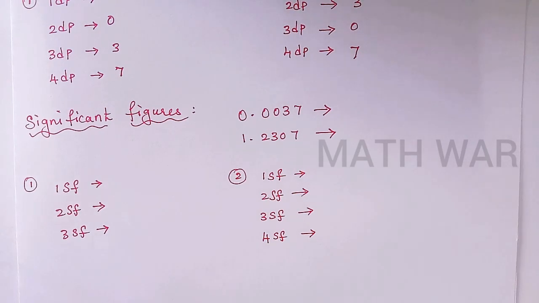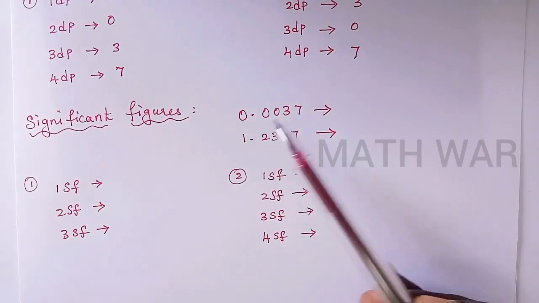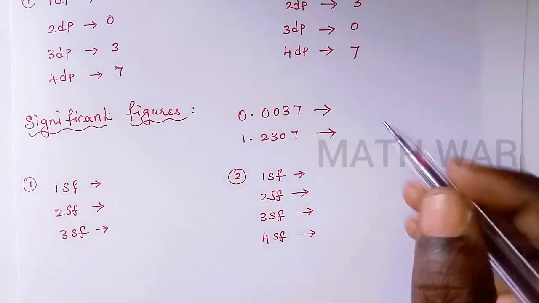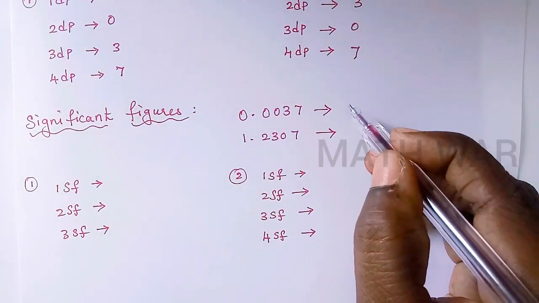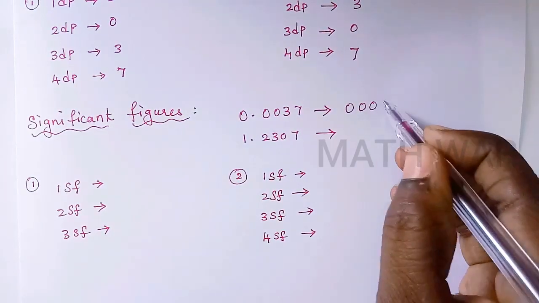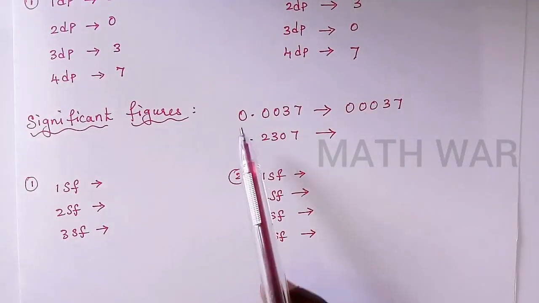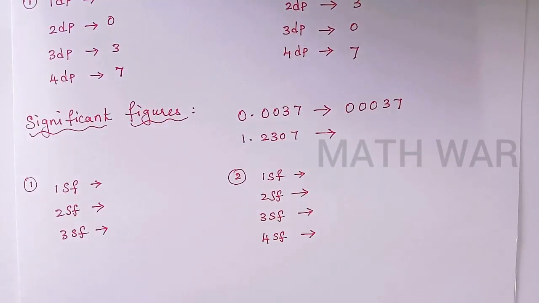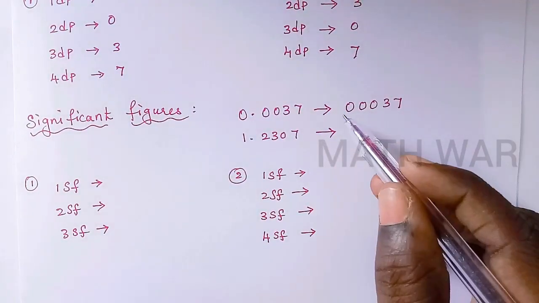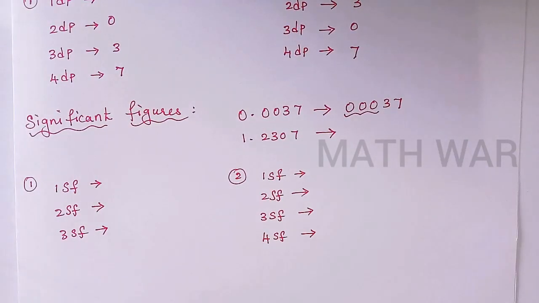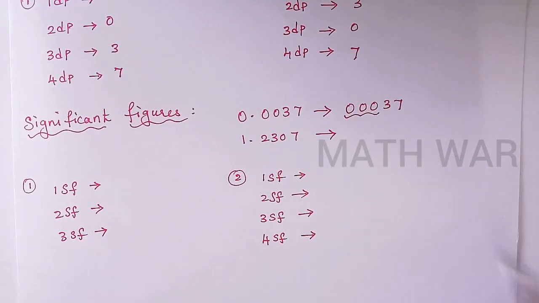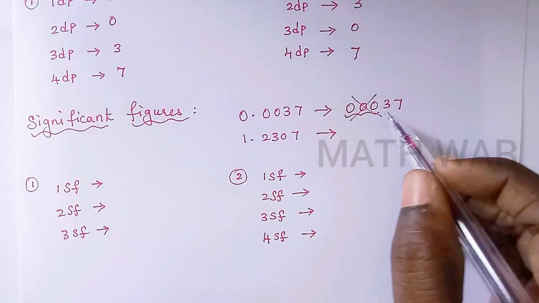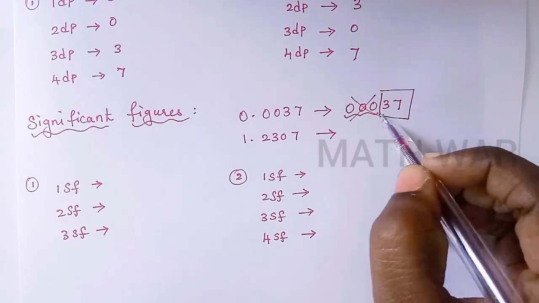Now we will learn about the significant figures. You see the first example, 0.0037. First, what you should do is write the number without the decimal point. Without the decimal point we want to write the number. You can see in this number, these zeros are not needed. That means they have no value. So we are not going to consider these three zeros. We are going to consider only the number 37, 3 and 7.